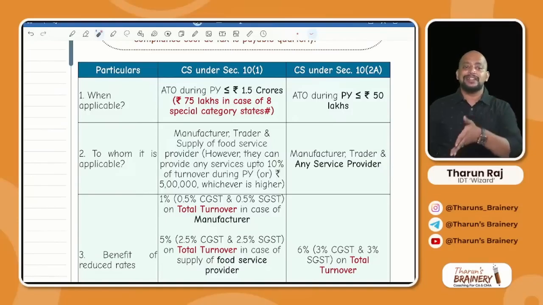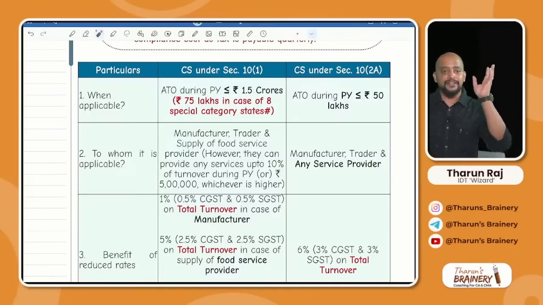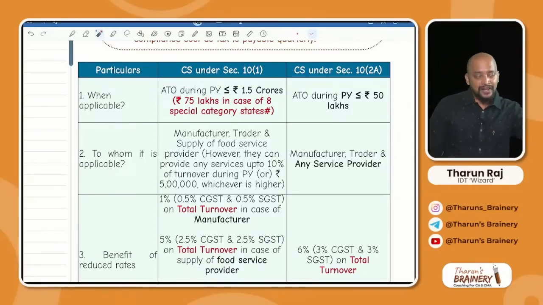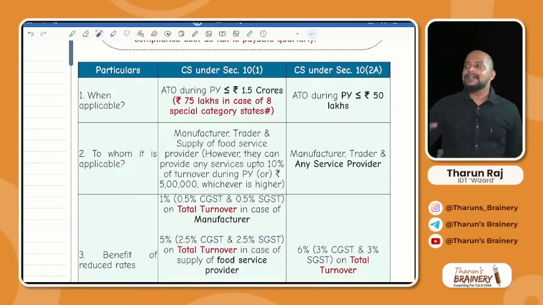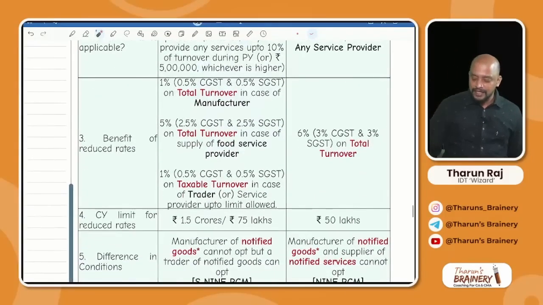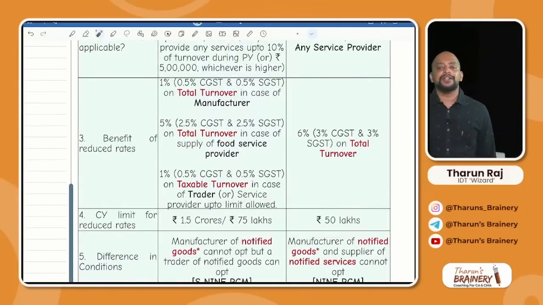There are no special category states for this. For 10-1 only we have that. Is it clear? There it is 150, 75. Here it is 50 lakhs. Then what is the current year limit? There 150, 75 and here it is 50. This means when the current year turnover crosses 50 lakhs, they need to come out of the composition scheme under 10-2A.